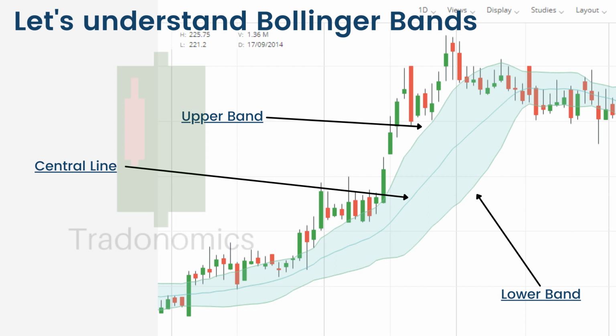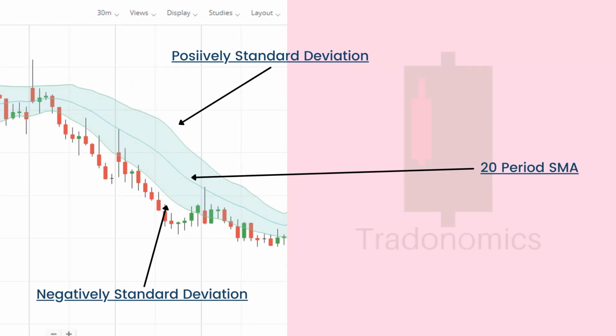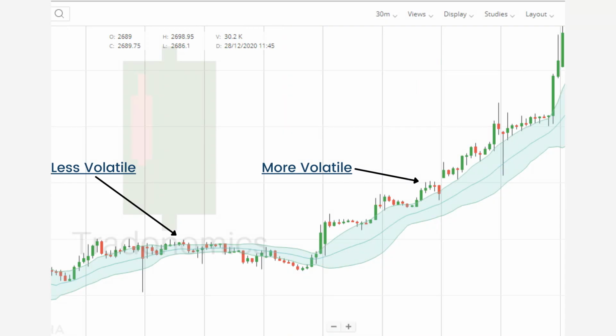Bollinger Band consists of a center line and two price bands above and below the center line. The center line is a simple moving average and the price bands are the standard deviation of the stock. So the band above the center line is a positive standard deviation and the band below the center line is a negative standard deviation. The standard deviation here is a measure of volatility. When the price action of a stock becomes more volatile, the bands widen. Conversely, during less volatile periods, they contract.